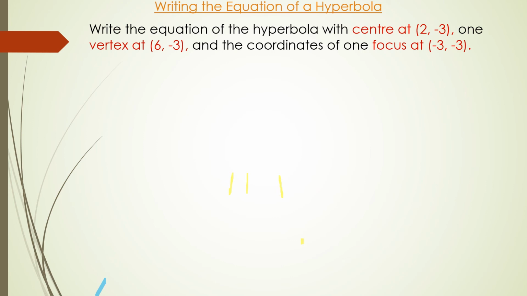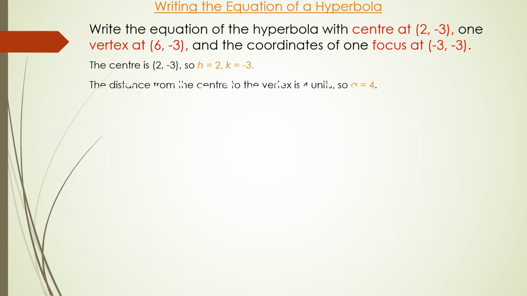Okay, let's erase first. So, the center is at (2, -3), so h is 2 and k is -3. The distance from the center to the vertex is 4 units. Very clear, 4 units. So, a is equal to 4.